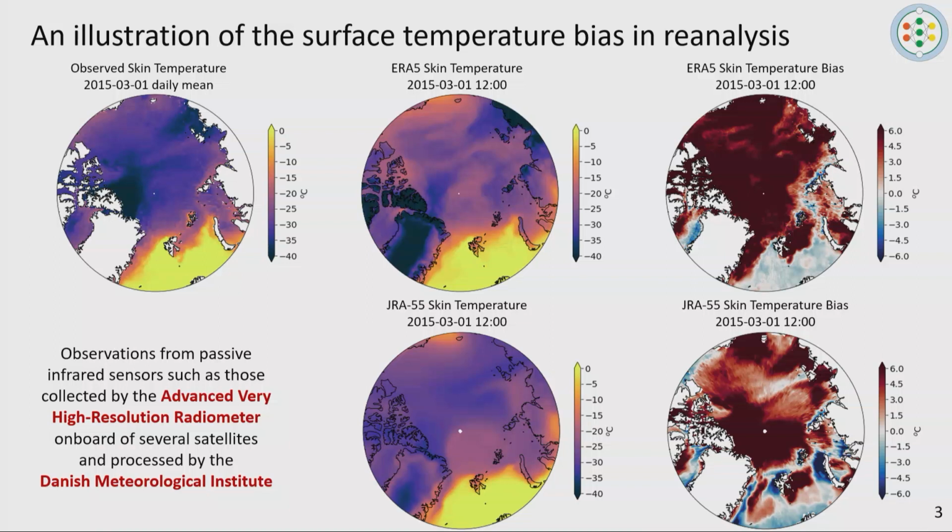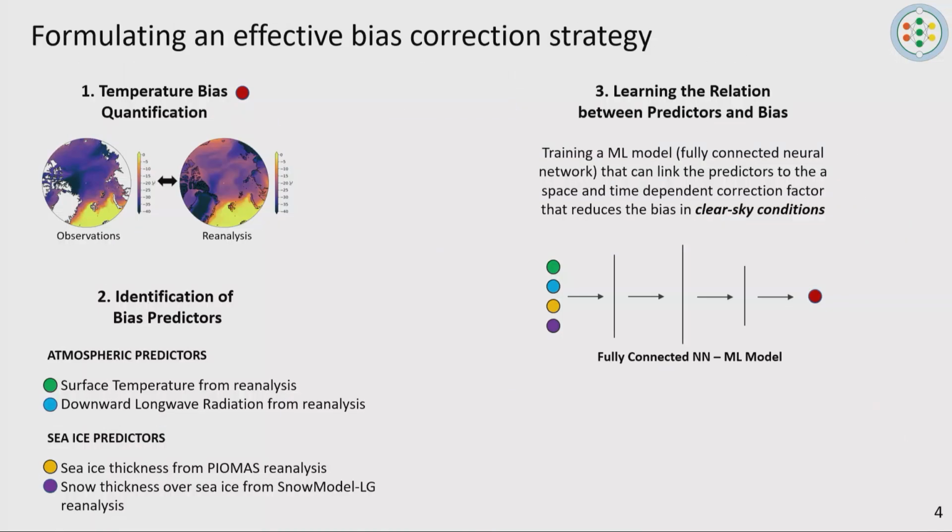We want to do a bit better, so we want to have a correction that's not climatological over the whole Arctic, but we want something consistent with weather, so that prevails in clear sky conditions. And we want something that also is aware of the sea ice thickness below. So the idea is simple. First step, we quantify the temperature bias, and we can do that because we have a lot of observations from satellites that are not assimilated in the models.